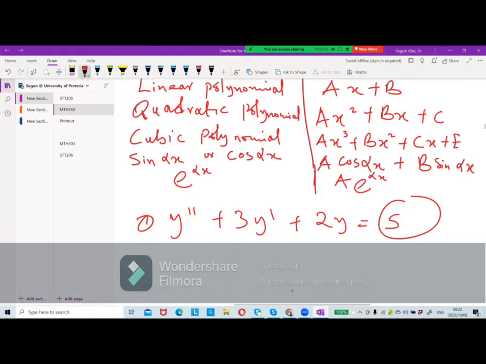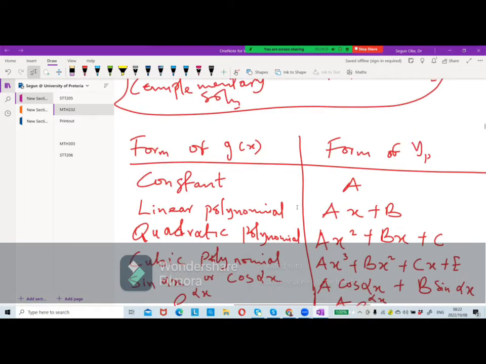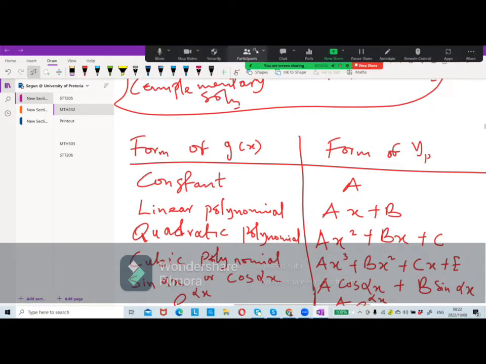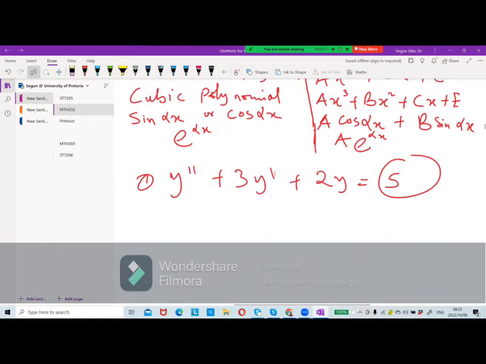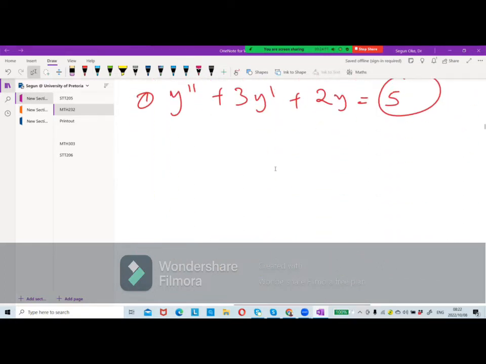Let's proceed. Let's take this one as example 1. Any question, please? No question, sir. Okay, please take note of this table. We'll be going back to the table. Okay, let's look at this example 1.